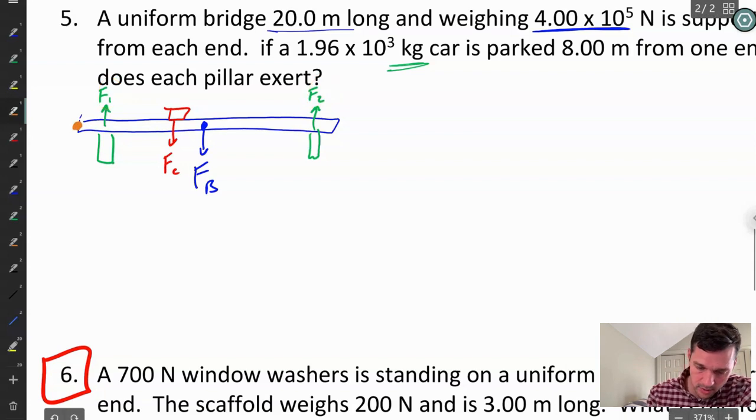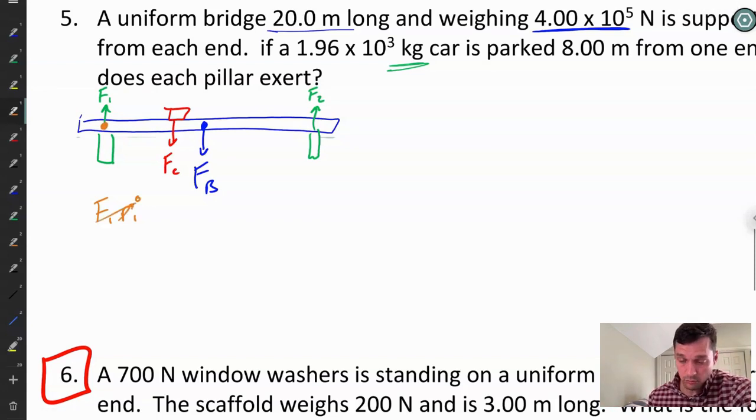So what we're going to do is instead place the point of rotation about there, so that for F1, R1, how far away from the pivot point is that force being exerted? Well, R1 is 0, so the torque that it is exerting is 0. So it removes one of the terms from our equation. What that leaves is for us to solve for force number 2.